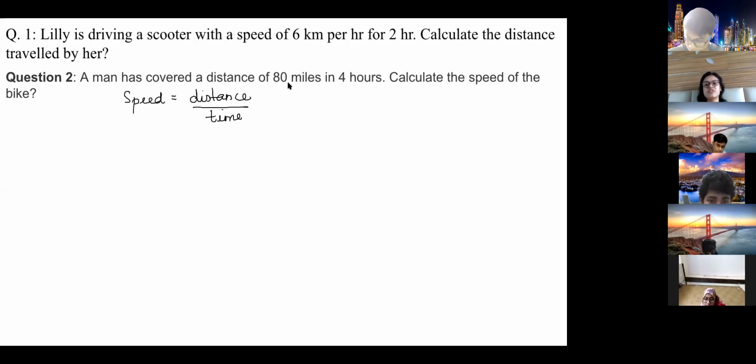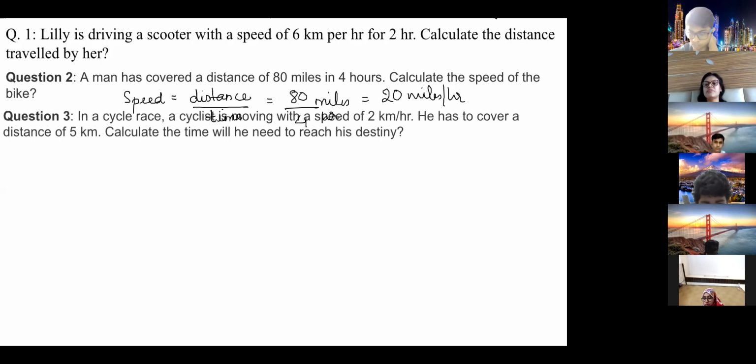Give me the answer fast. This will be done orally. Answer should be in miles per hour. Anyone has found? Ahmad, what is the answer? Ma'am, 20. Yeah, 80 upon 4. So it is 20 miles per hour. Okay? So 4 twos are 80. 20 miles per hour. Next one.